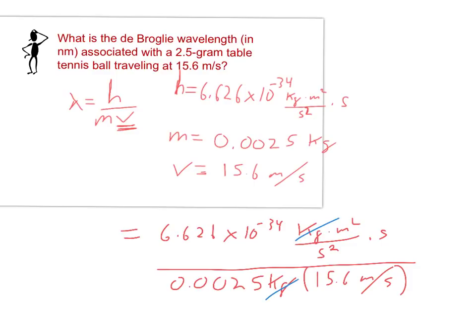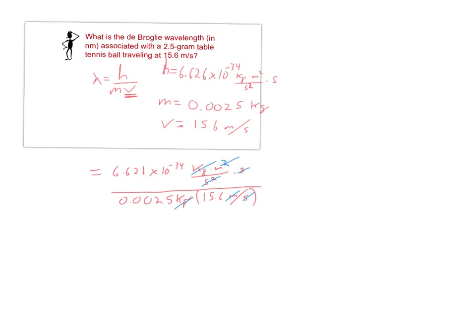Kilograms cancel. Seconds cancel as well. This is meters squared. One of those meters cancel. You're left in units of meters. If I do that math, 1.698. You should use 2 sig figs, but times 10 to the minus 32 meters.